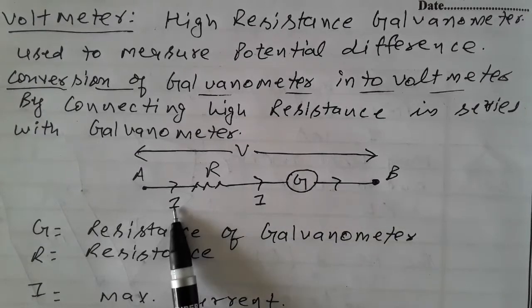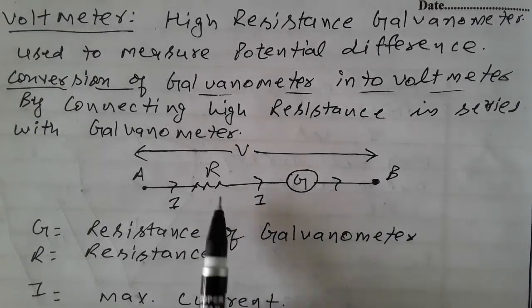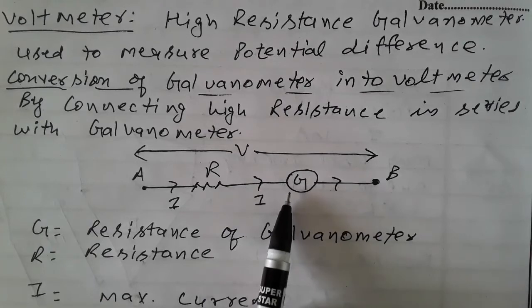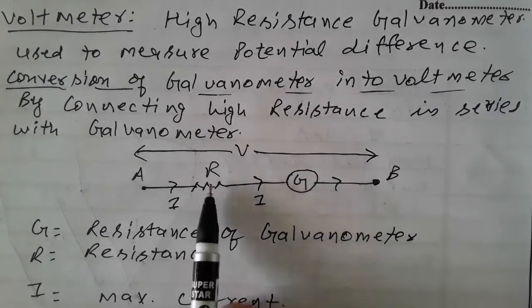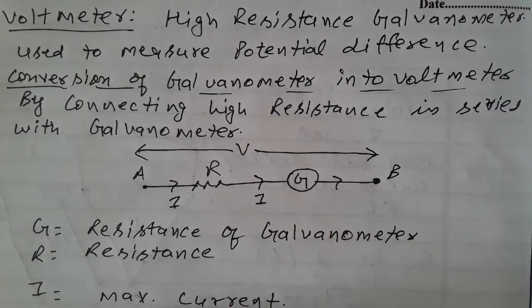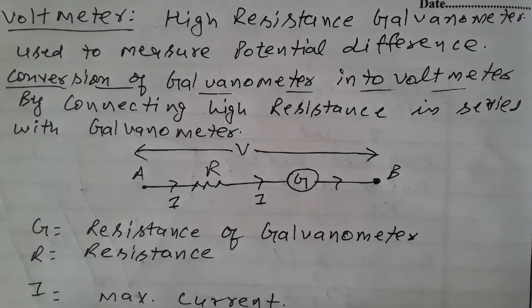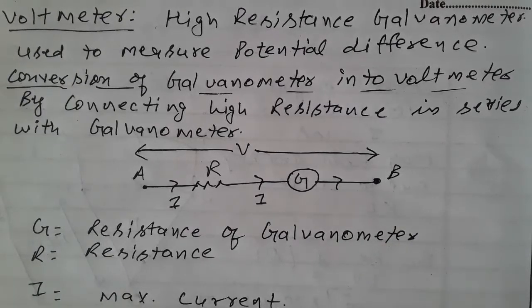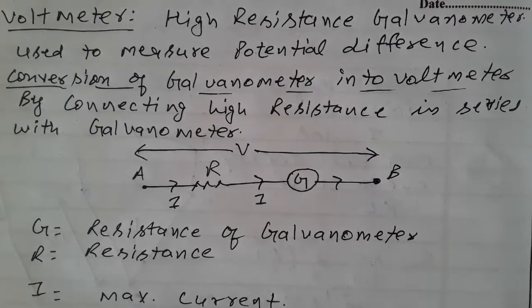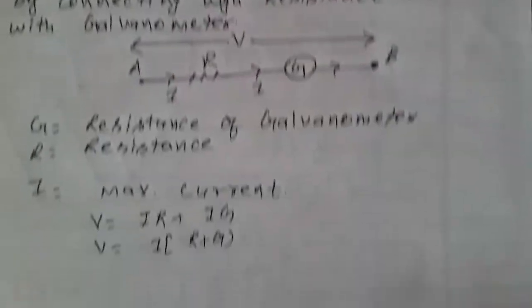Let I be the current flow. Now, in the series combination, the current flow is the same. The total potential we can calculate as the potential in the resistance, I into R, plus the potential in the galvanometer, that is I into G. We can write V is equal to I common, that is (R plus G).